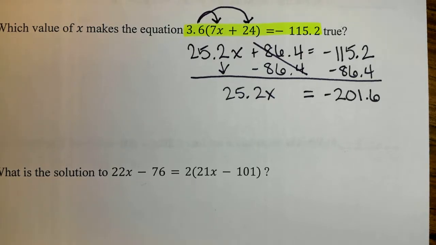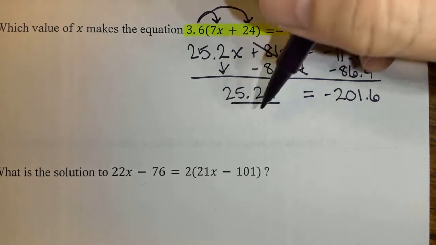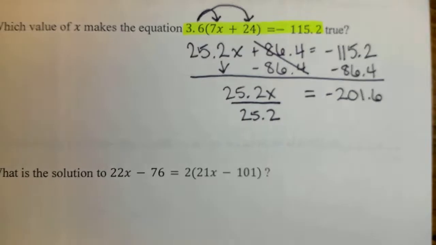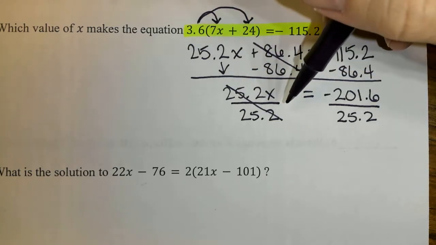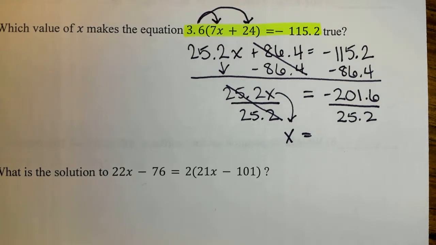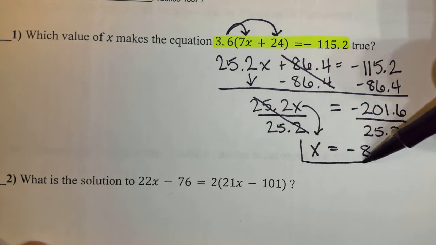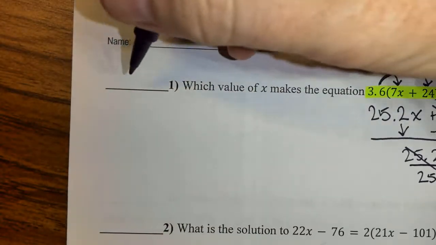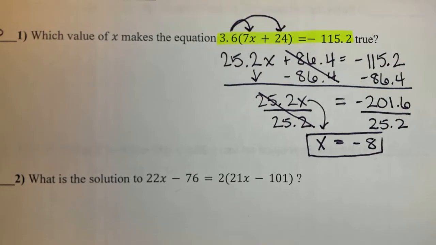From here, I need x. Since I have a number with x and they're multiplied, I'm going to do the opposite and divide. So my x gets brought down, equals, and then whatever that answer is, oh look at that, a nice whole number, negative 8. So that's our answer right there. If you want to come up here and just do x equals negative 8, you can. But that's how we solve it.